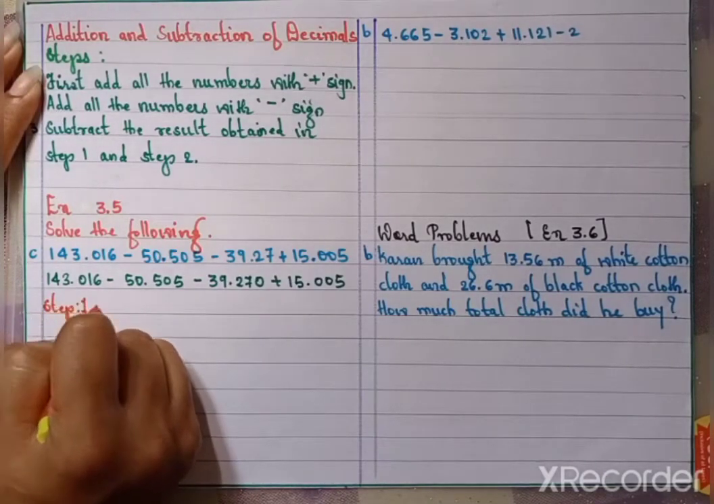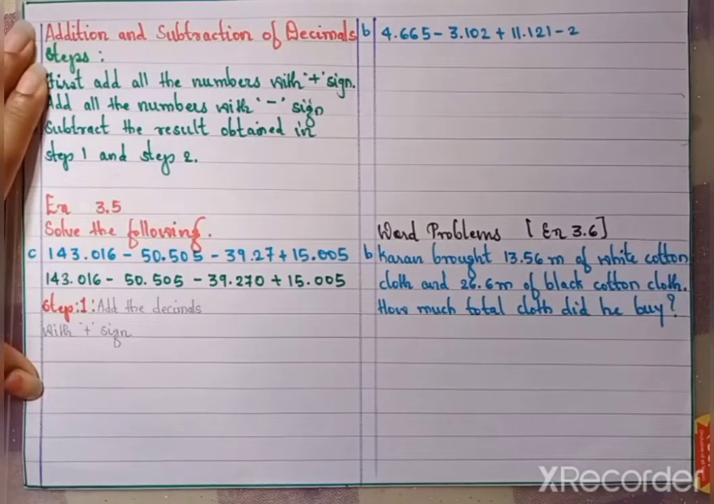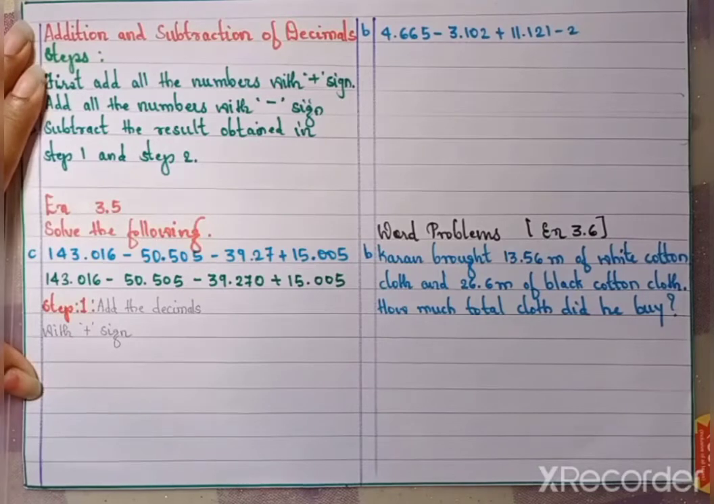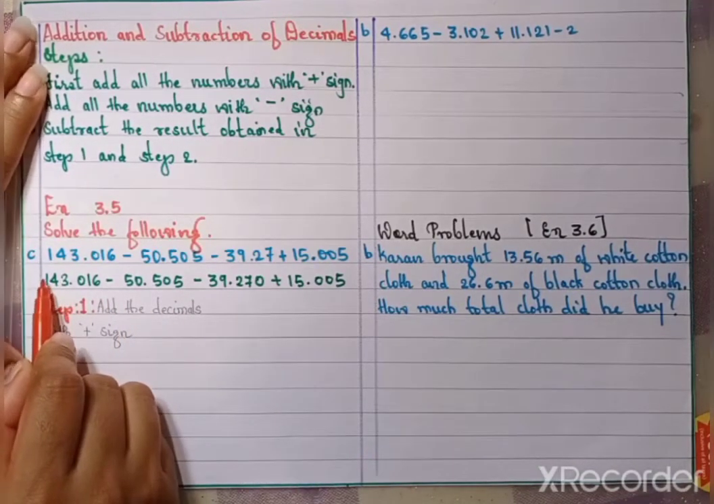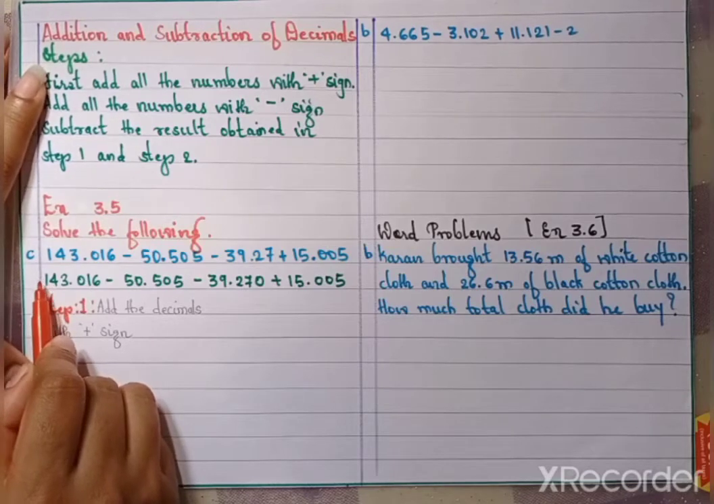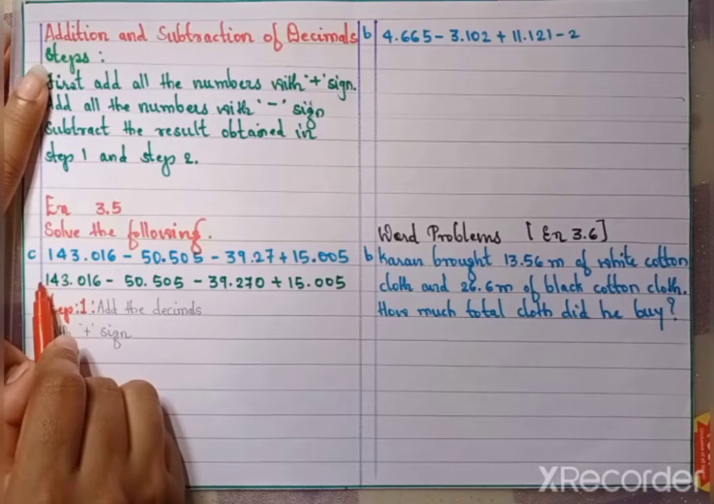Step 1. Add the numbers with plus sign. So now let's see where are the decimals with plus sign. Here is no sign, that means here is a plus sign. Always the sign of the decimal remains at the left side. Okay, so here is a plus sign.